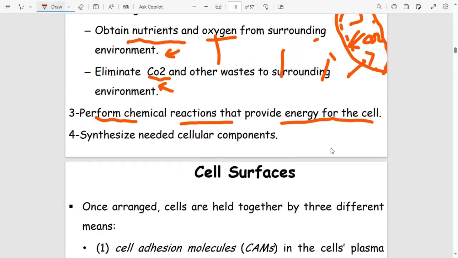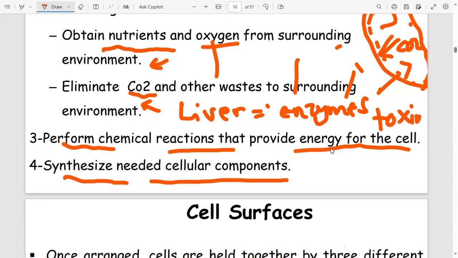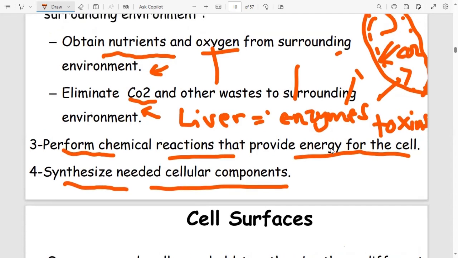And then the other one we can talk about is synthesis. They synthesize needed cellular components. For example, I can give the example of the liver cell. What will the liver produce? The cells of the liver will produce certain enzymes, and these enzymes are going to help in the breakdown of toxins. You may have some toxins in your body, so the liver, through its cells, is going to produce these enzymes, and then these enzymes are going to break down these toxins.